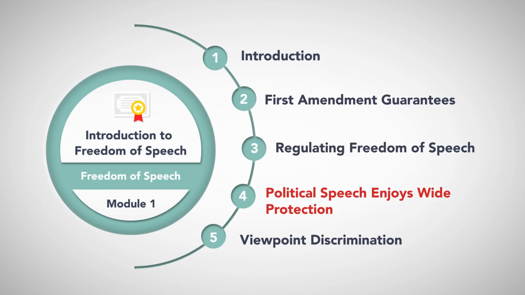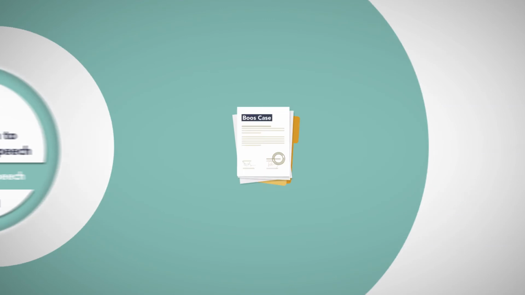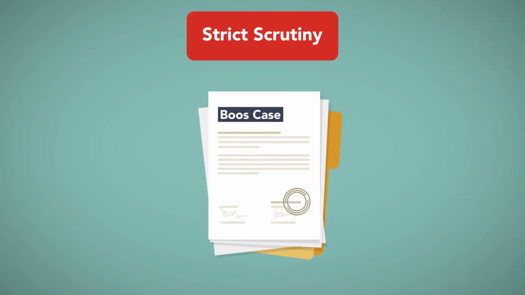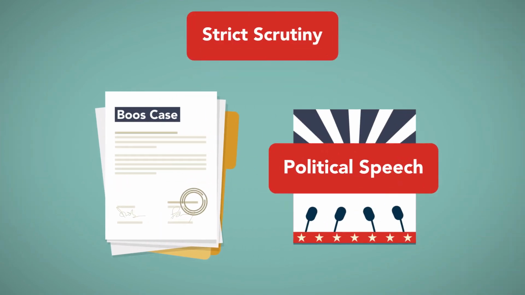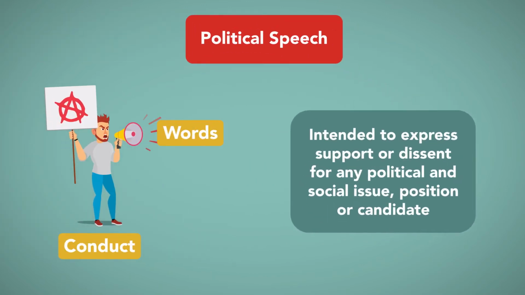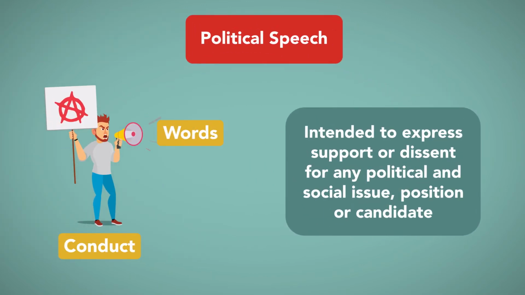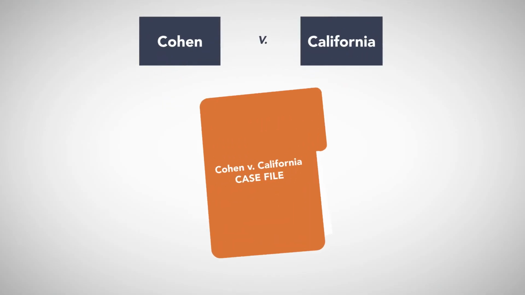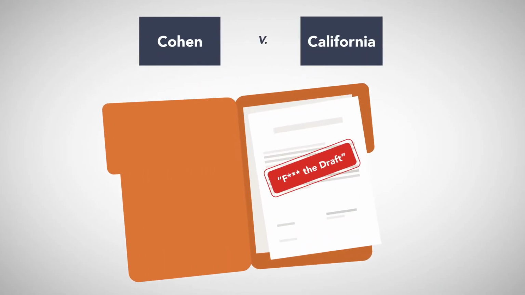Political speech enjoys wide protection. As the Boos case demonstrates, strict scrutiny is most often applied to regulations on political speech. Political speech is any conduct or words that are intended to express support or dissent for any political or social issue, position, or candidate. One of the most famous cases in the area of political speech is Cohen v. California, more familiarly known as the F the Draft case.